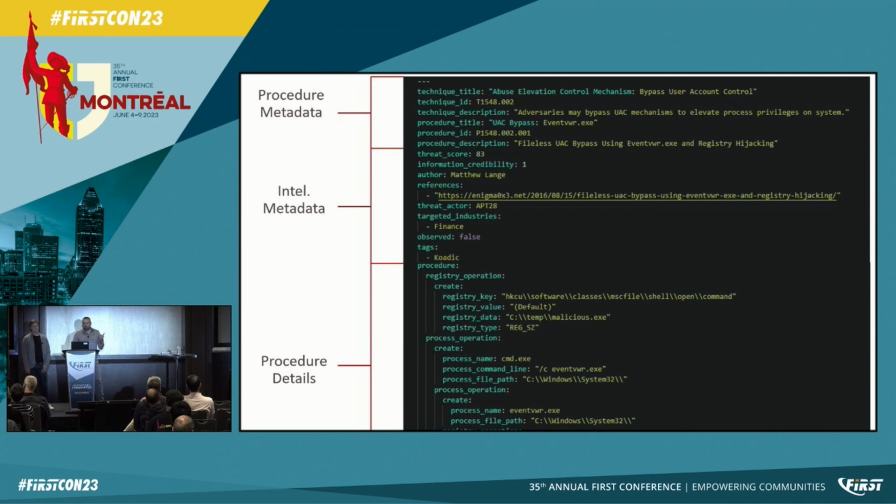And then we're going to add Intel metadata to it. So we want to track a threat score, right? How relevant is this to our organization? Is it important to us or not? And that's based on, and we got references in there as well, so we can always go back and look at where this Intel came from.